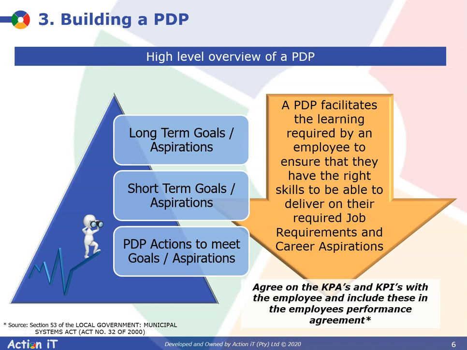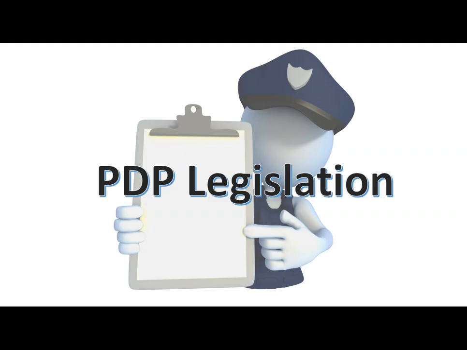Remember that as part of this learning process, you should agree on your key performance areas, also called KPAs, and key performance indicators, also called KPIs, with your manager and ensure that these are included in your performance agreement. In this video, I have, where applicable, referred to the relevant local government legislation. Please refer to the separate video on the legislation if you require further information. The link will be put in the description below.